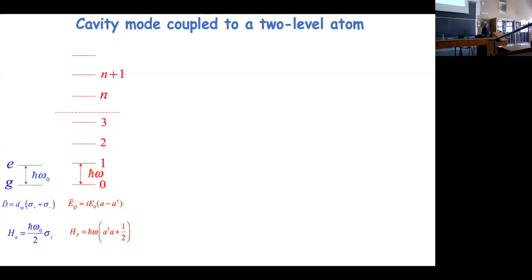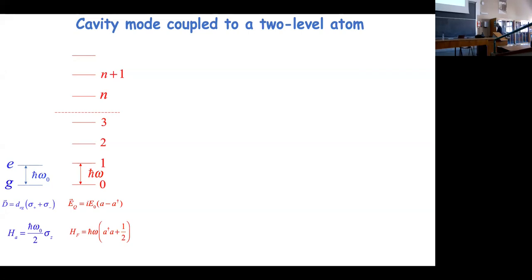you can also define the Pauli matrices sigma plus and sigma minus, which is sigma x plus or minus i sigma y. Sigma plus is just raising the spin. Sigma minus is lowering the spin. So they play a role equivalent to A and A dagger for the photons. Sigma plus is creating energy in the spin. A and A dagger are creating or destroying energy in the oscillator. And you have here the Hamiltonian for the two systems.